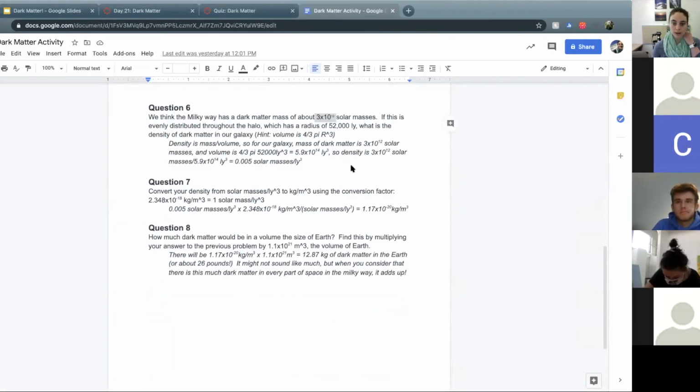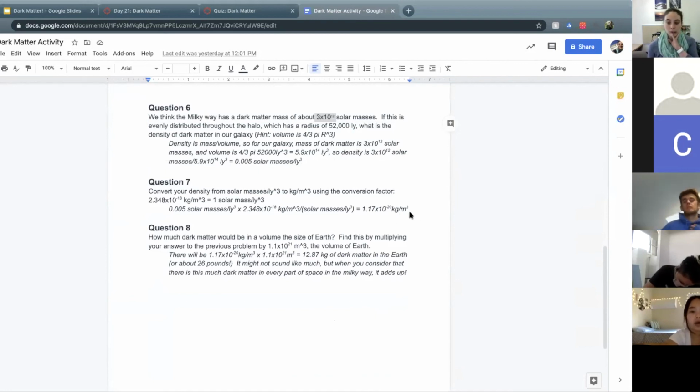Volume, and then density, you get mass per volume. It should be a pretty small number, and even when we convert it to kilograms per meter cubed, we should be getting pretty small numbers. But the idea is if you take this small density number and multiply it by the entire volume of our galaxy, it's pretty big. So even though there's only about 12.8, 12.9 kilograms of dark matter passing through Earth right now, so about 26 pounds of dark matter passing through Earth, there aren't Earths all the way through our galaxy.